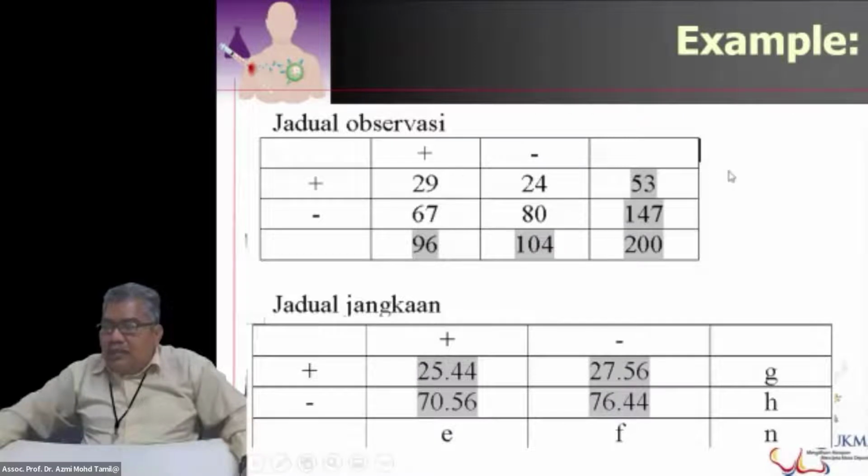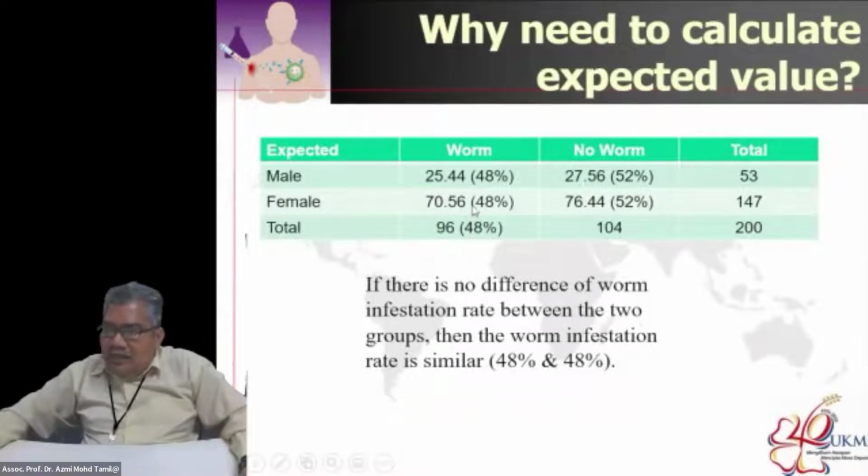Earlier, for the 55 and 45. So now if it is the same, it is like this. So this is the expected. So instead of 45 and 55, if there is no difference, then it is 48%. So the male got 48%, female got 48%. Not 55 and 45, so it is 48 and 48. So that is how you generate the expected table, by keeping the rate the same.